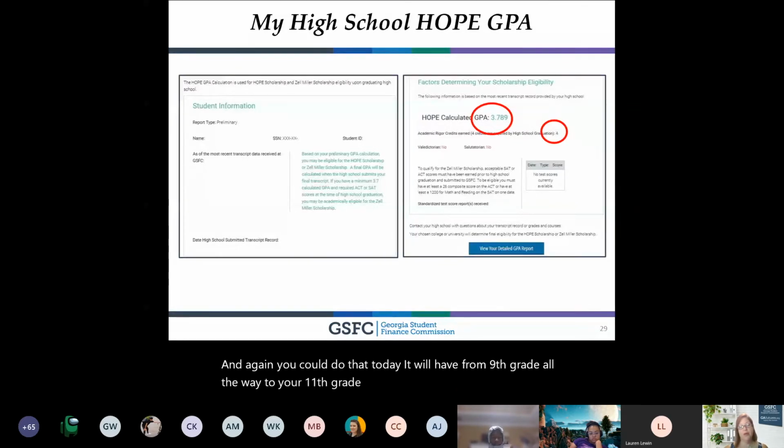We will get transcripts again, I think in February, and we will do a preliminary HOPE GPA, which your colleges will be using to do early awards. And then we will have a final HOPE calculation at graduation. And that will be the final GPA calculation, which will determine your HOPE or your Zell eligibility.